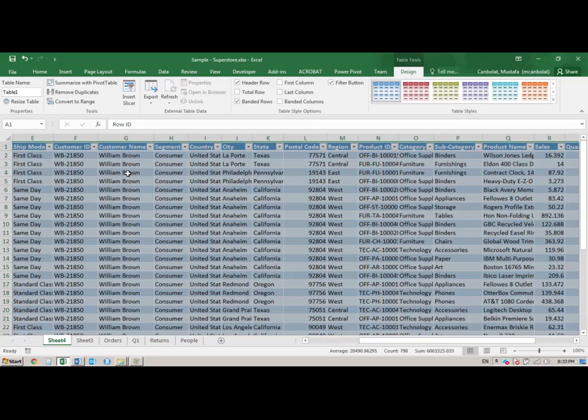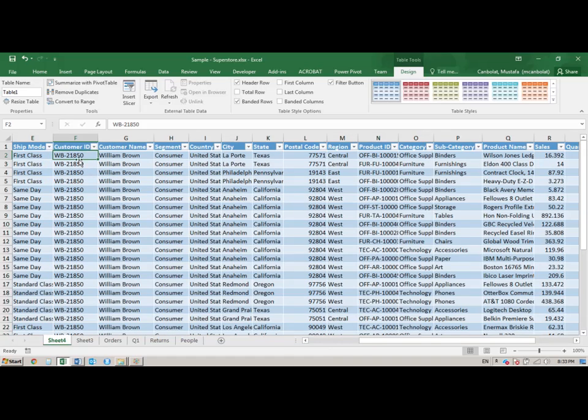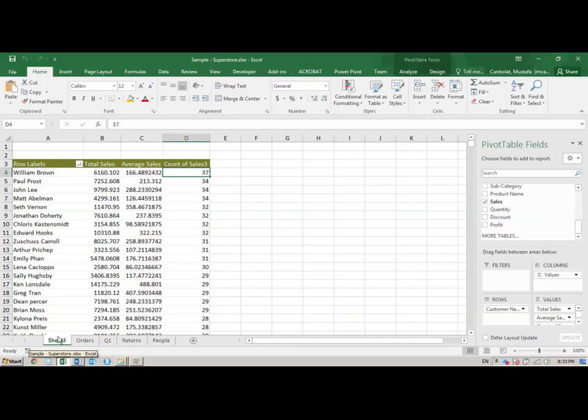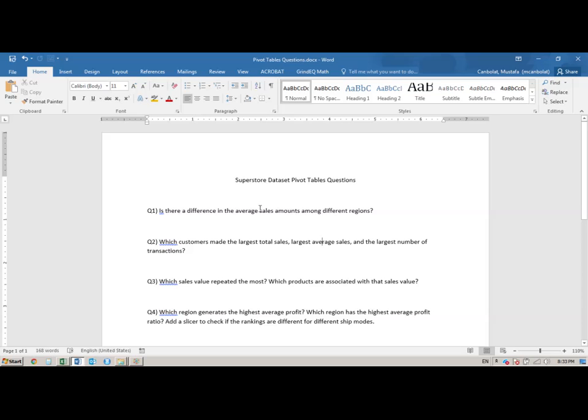Using the customer name may not be a good idea then, because there may be 2 William Browns, but the customer IDs would be unique. But all these records are the same customer ID. So the person has made different transactions in different states. So I could maybe delete this, and I'm going to move this as my question 2. And I created the worksheet for question 2. Now I'm going to move to question 3.